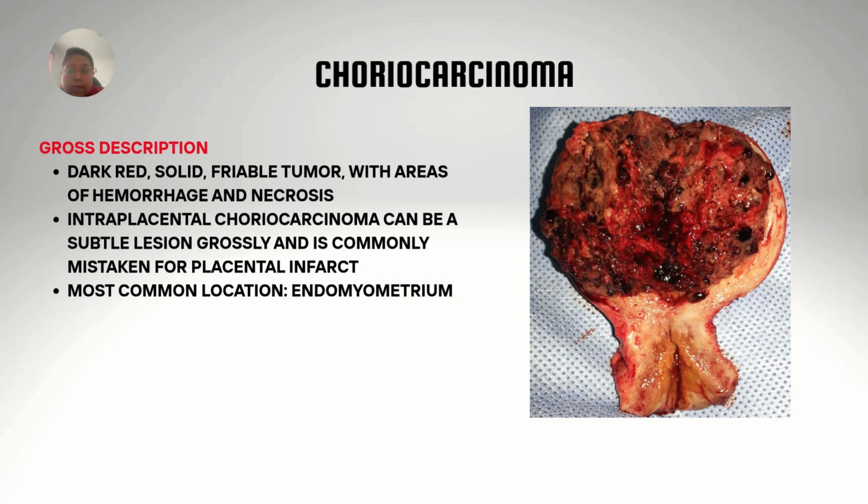Grossly, these tumors are dark red, solid, friable tumors with areas of hemorrhage and necrosis. Intraplacental choriocarcinoma can be a subtle lesion grossly and is commonly mistaken for placental infarct. The most common location for these tumors is endomyometrium.